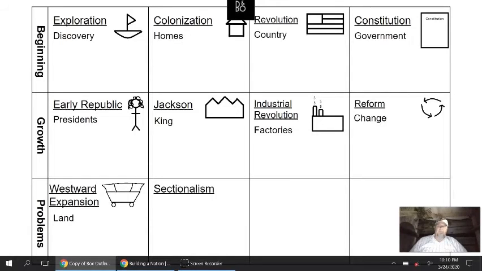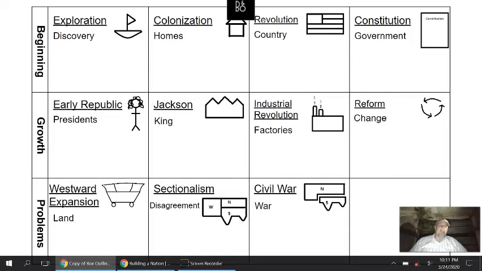Westward expansion goes with problems. It kind of goes with both growth and problems, because it is growth, but that growth led to some problems. During the era of sectionalism, we had lots of disagreements, and the picture is just that picture. During the Civil War, kind of obvious, we fought a war, and it divided the nation. And then during Reconstruction, we rebuilt the nation. You can see the 13th, 14th, and 15th Amendments bring it together. You don't need to worry about those last ones. That wasn't on the assignment at all. It was just really those others.